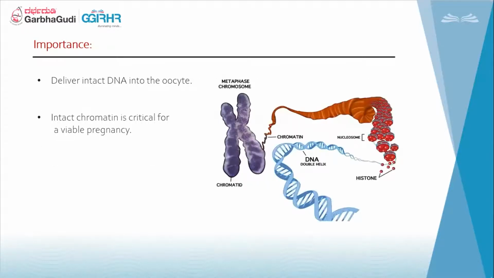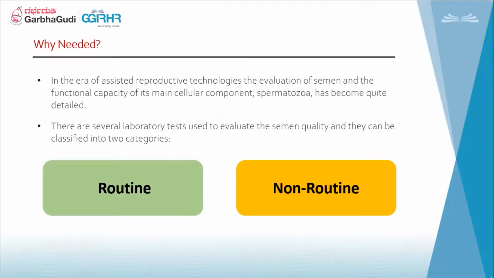So what is the importance? An intact DNA is requisite for giving a viable pregnancy. That's why it is very important that the sperm should be morphologically well and functionally well, so that it can deliver intact DNA into the oocyte and form a euploid embryo, that is, a normal embryo. In the era of assisted reproductive technologies, the evaluation of semen and the functional capacity of its main cellular component, spermatozoa, has become quite detailed. You all know that it has become quite detailed these days.